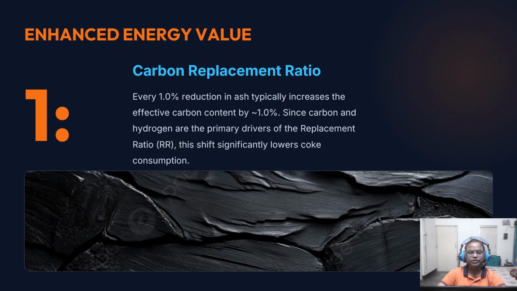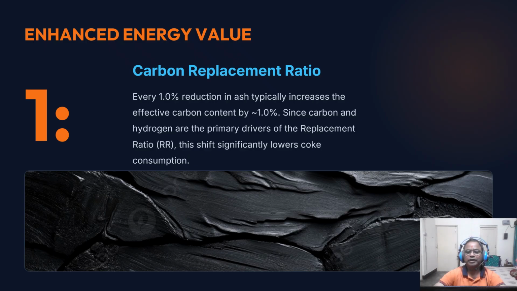Here is the beauty of the chemistry. Every 1% reduction in ash typically yield almost 1% increase in effective carbon content. So we need to keep in memory these generic lines. So this shift is the primary engine behind an improved replacement ratio, which is also denoted by RR. So more carbon and hydrogen per kilogram of injectant means we can displace more carbon at the top of the furnace, creating a leaner, meaner smelting operation.